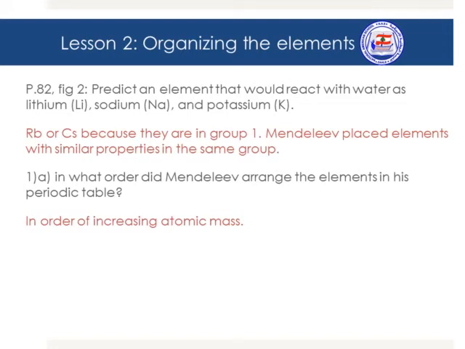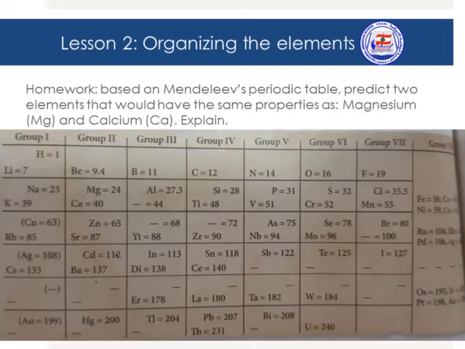Question 1, Part A. In what order did Mendeleev arrange the elements in his periodic table? So we previously said that he arranged them in order of increasing atomic mass. Please make sure to copy the answers on your book. Now, as homework, I need you to look at the periodic table in front of you and predict two elements that would have the same properties as magnesium and calcium, and you have the symbols of these two elements. Please explain your answer.